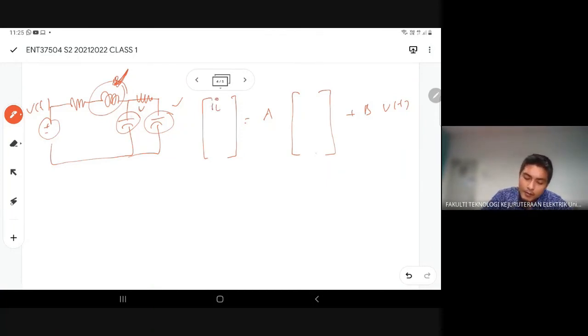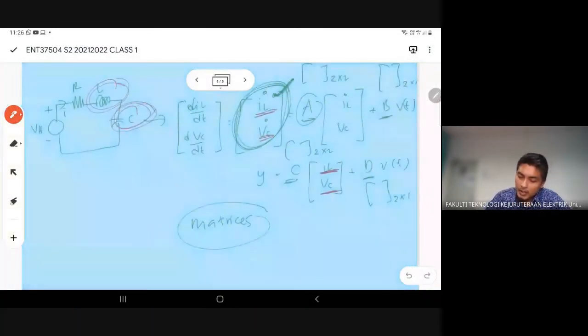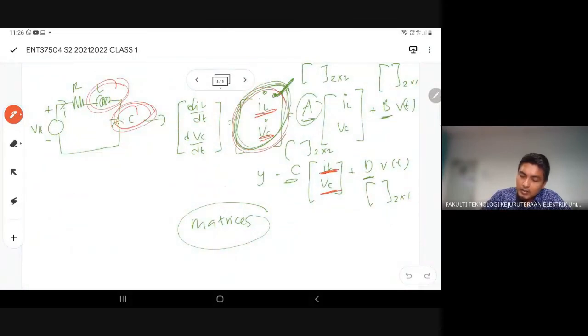You have the first capacitor, so you have VC1 dot. And then you have the second capacitor, VC2 dot. And then the rest will be IL, VC1, VC2. Then you have Y equals C times IL, VC1, VC2, plus D VT.